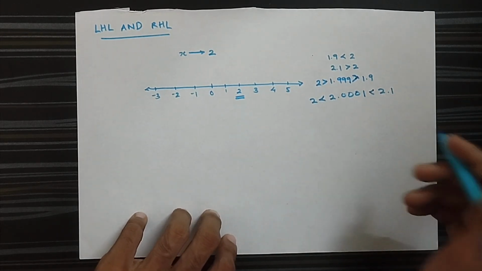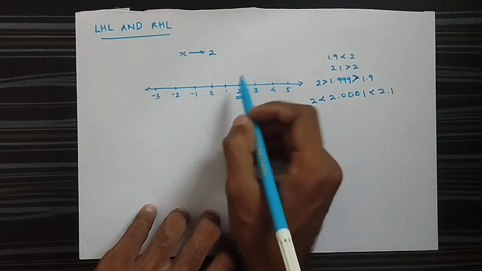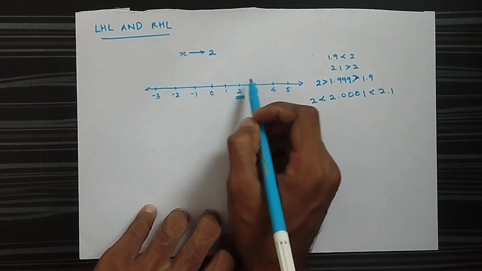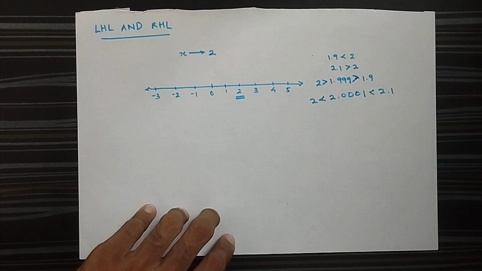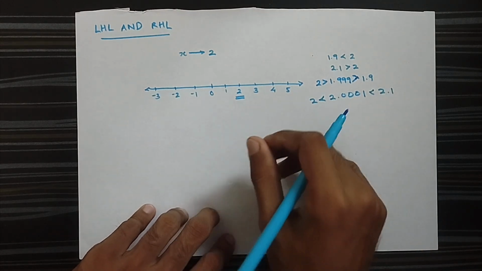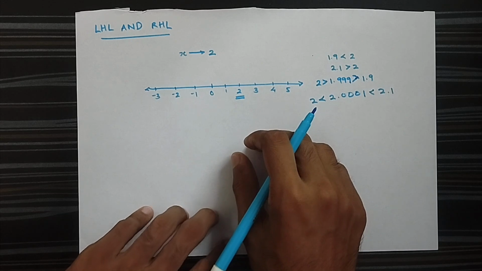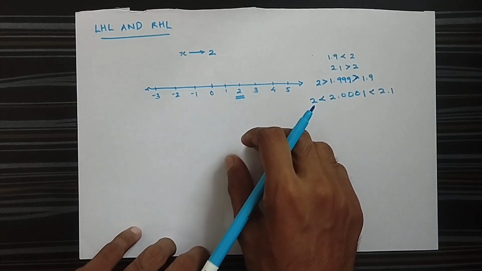So what can we understand? We can understand that we can approach any number from both sides, from the left side and from the right side. So in the case of limits, there is LHL and RHL. LHL means left hand limit and RHL means right hand limit. So I'll read out the definition.